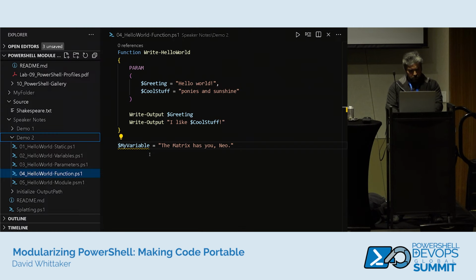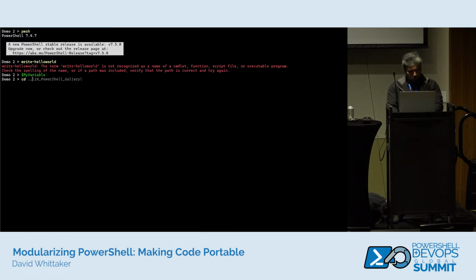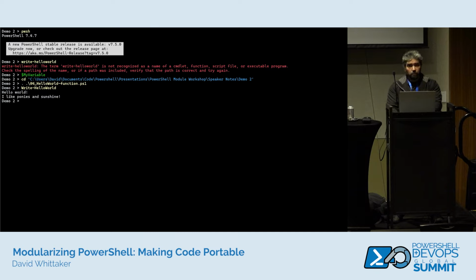Now, if I were to dot source this, all of a sudden, I have write hello world available to me. That sounds great, right? So far, so good. Why do I need modules? I can just dot source everything, right? Well, the problem with this is I also grabbed my variable. I might not have wanted to. I might be using that variable somewhere else and I just overwrote it on accident. This can have unintended consequences.